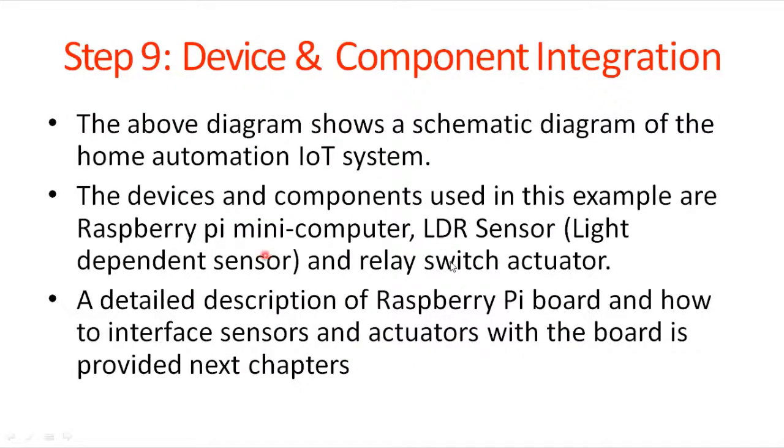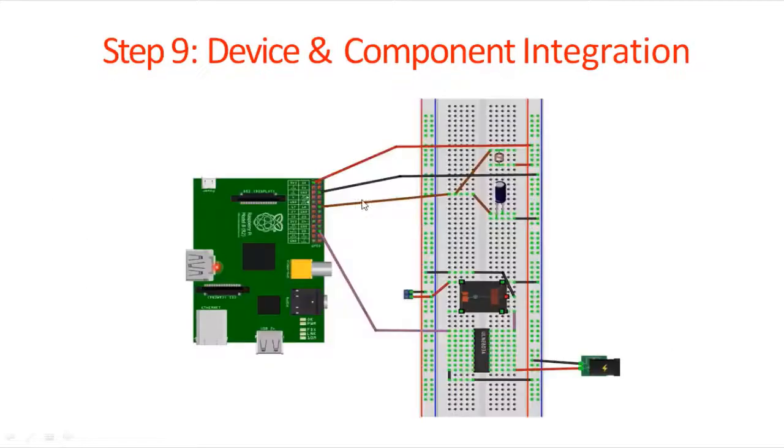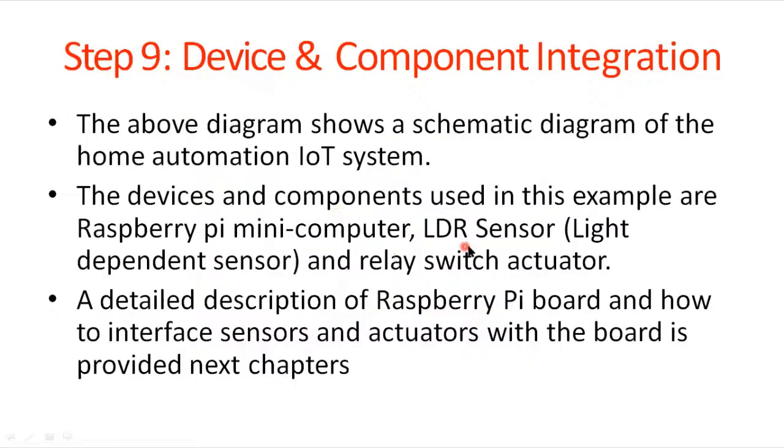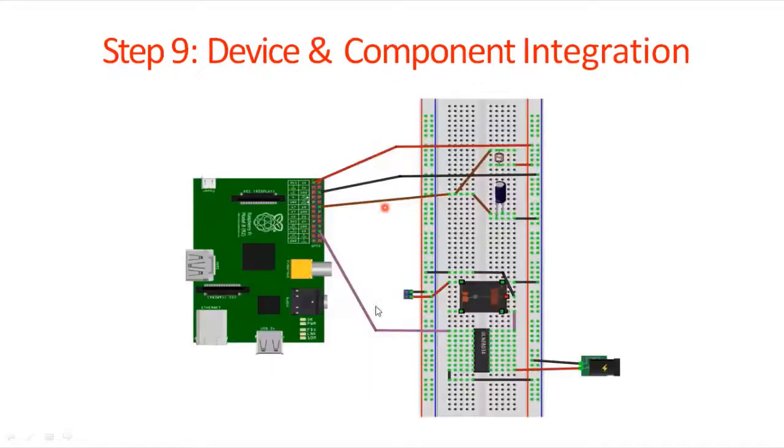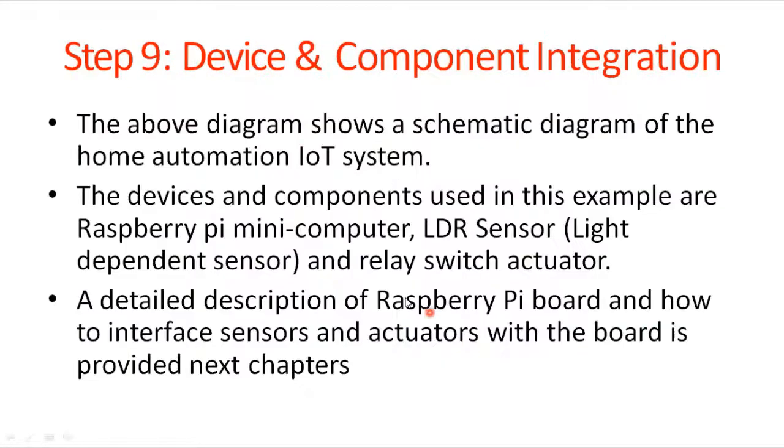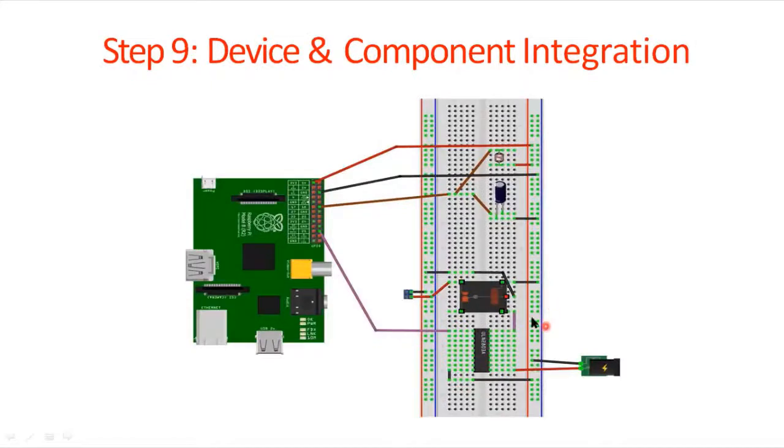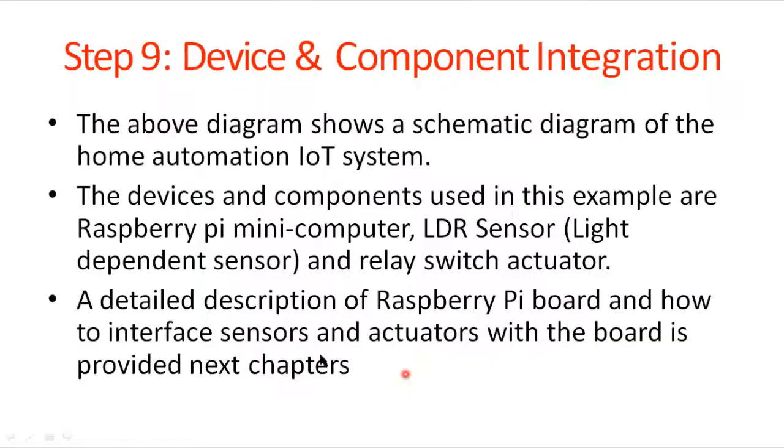Raspberry Pi is a mini computer, and then the LDR sensor, light dependent sensor, is used, and then a relay switch. One relay switch is used to switch the light on and off, and then there is a detailed description of the Raspberry Pi board and how to interface the sensor and actuator board. We previously discussed these concepts.